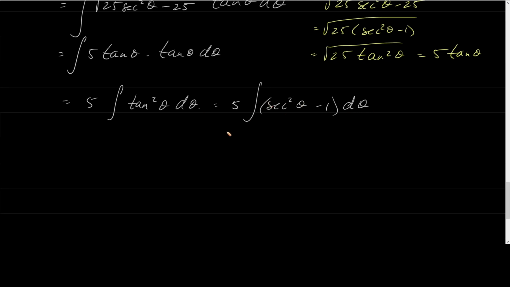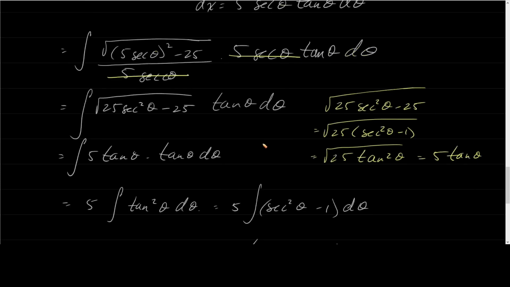So at that point, we're going to say, well, the integral of secant squared is just tangent. So we have 5 times tan theta minus the integral of 1 with respect to theta, which is just theta. So there we go, plus c. Don't forget the plus c. But now we need to replace these things. So let's recall what we had up here.